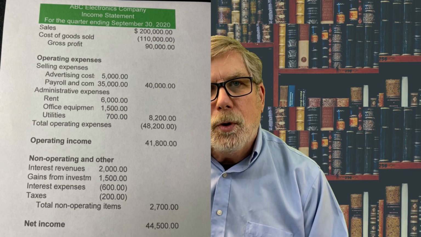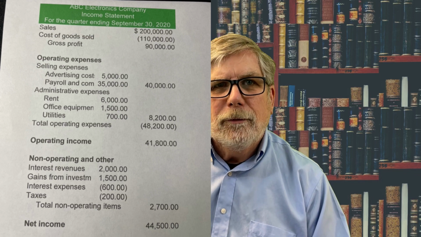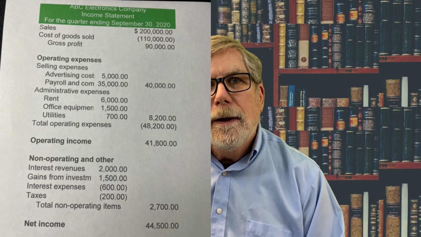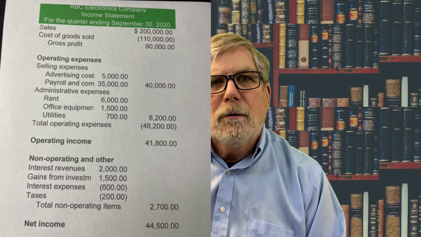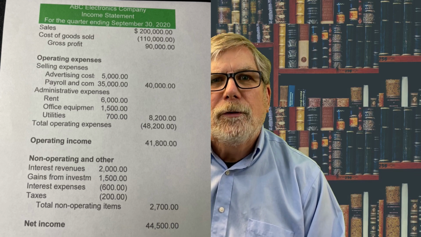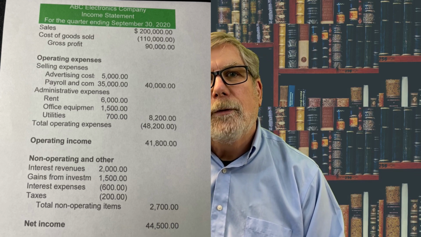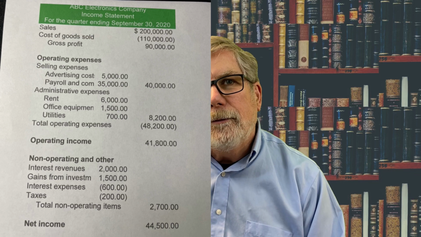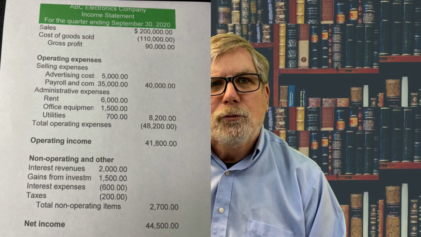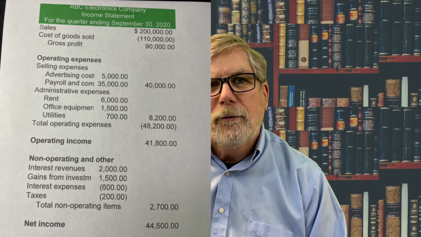Net income and profit, which are the same thing, just different words for it. Net income is the final figure on the profit and loss statement and shows the company's profit or loss for that period. Net income is the operating profit minus the non-operating expenses.